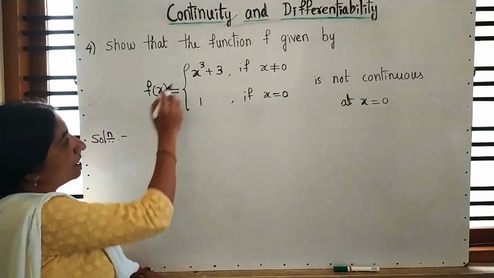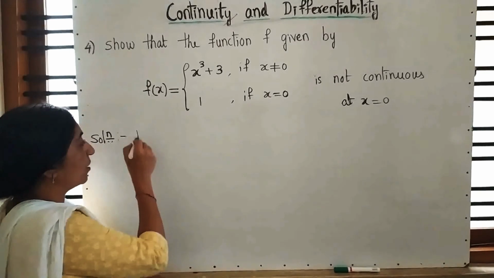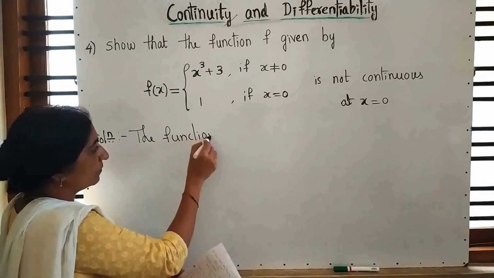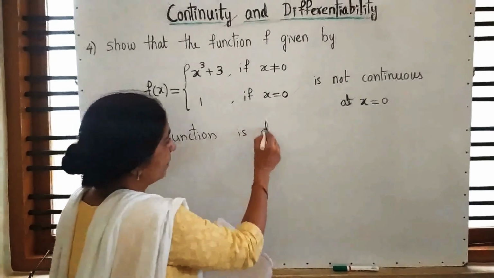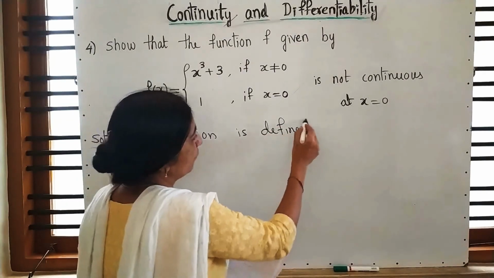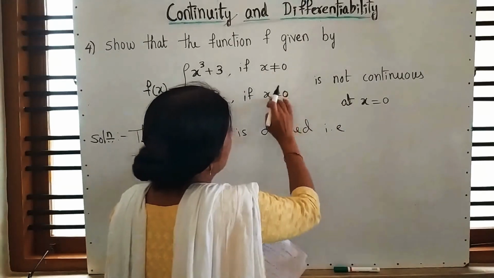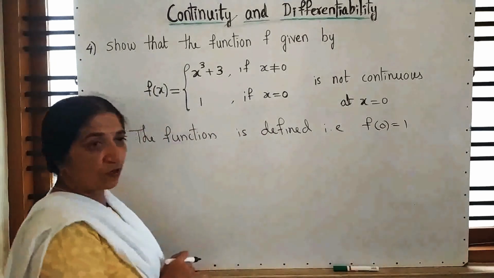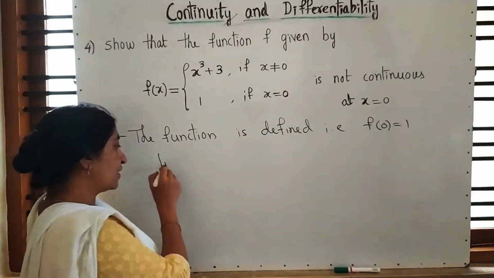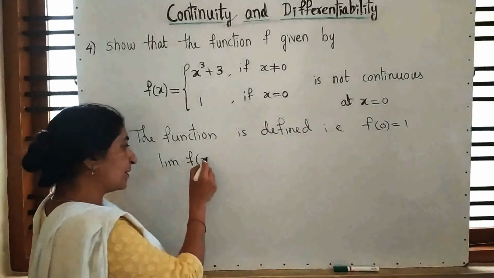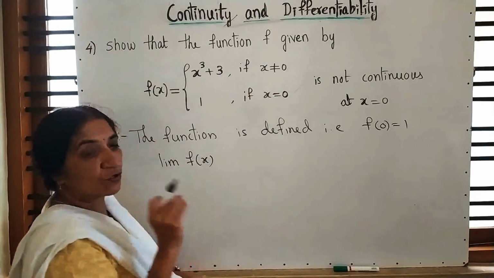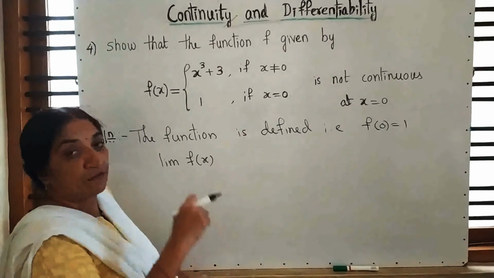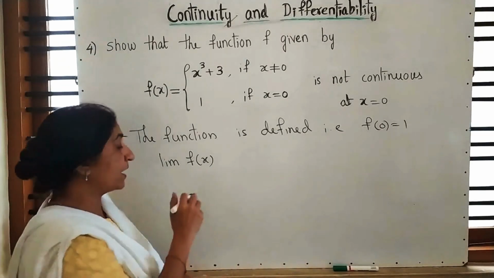First see the concept. Here first check whether the function is defined or not. How do you know that the function is defined? See, at x equal to 0, if x is 0, what is your answer? Is the function defined or not? Yes, it is defined. After that, check the limit. And remember, in these types of problems, there is no need to check the left hand limit and right hand limit. I will explain when we have to apply the left hand limit and right hand limit.